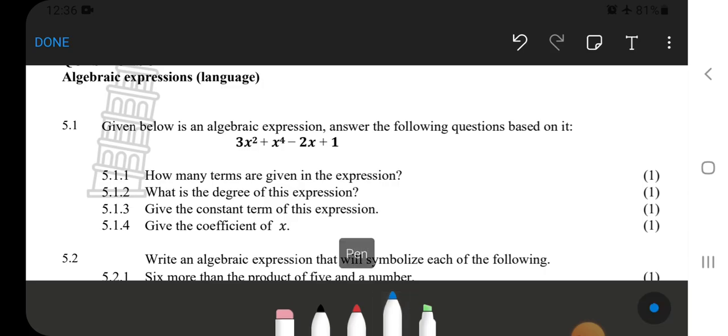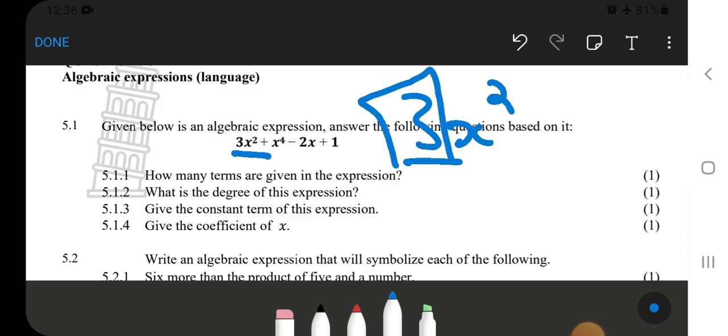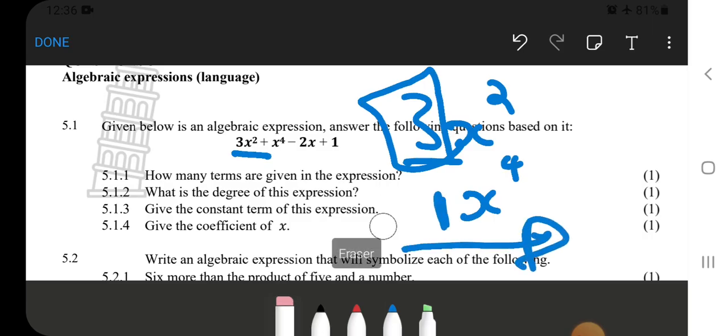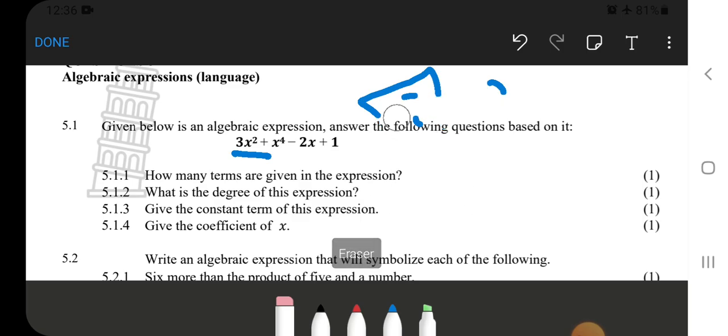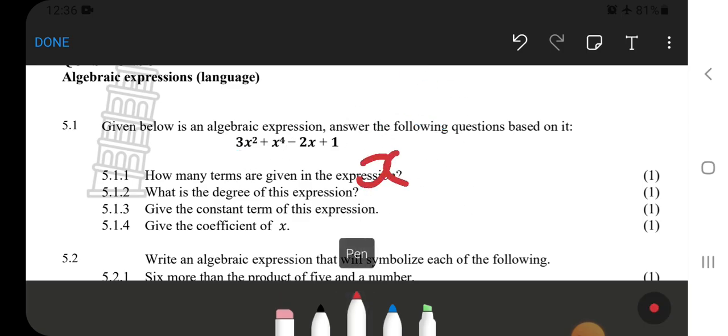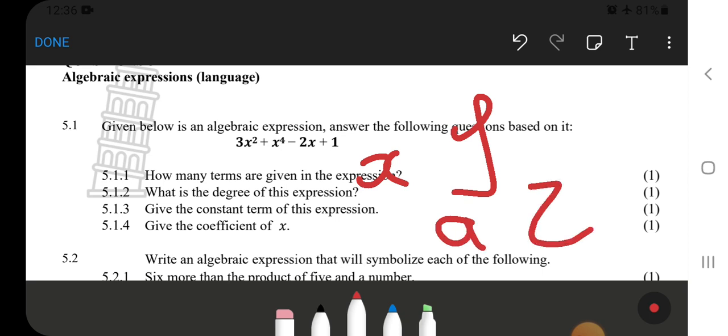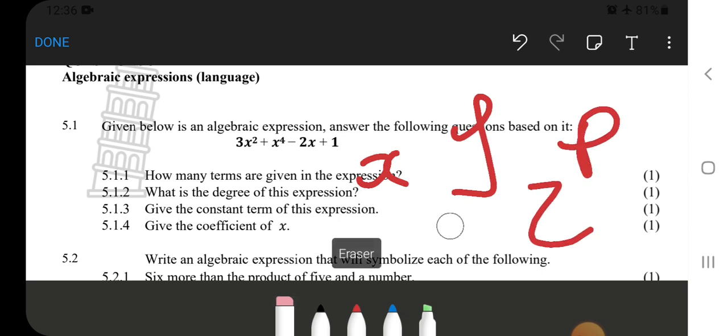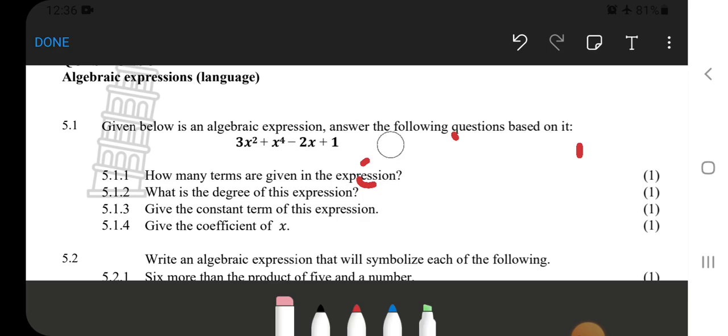Give the constant term of this expression. So this one here, when you have 3x squared, this is a coefficient. When you have x to the power 4, the 1 that is not showing is the coefficient, okay? So a constant is a number that does not have a variable. A variable, you see, it's x, it's y, it's a, it's z, it's p, it's q. Those are variables. So we're looking for a constant. The constant in this expression is this one.